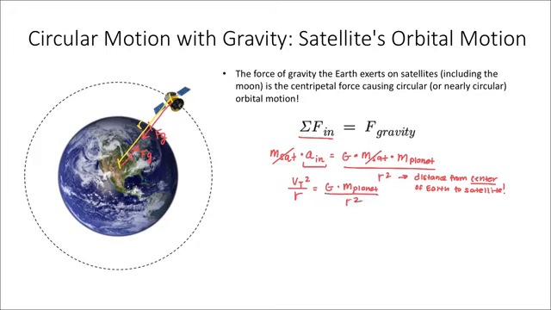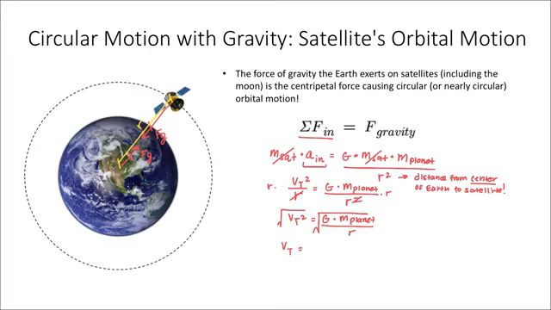And since this r is the same, I can multiply both sides by r. This will cancel, and if I multiply this by r, this will go down to 1. And so the tangential velocity squared of that satellite will be equal to G times the mass of that planet divided by r.